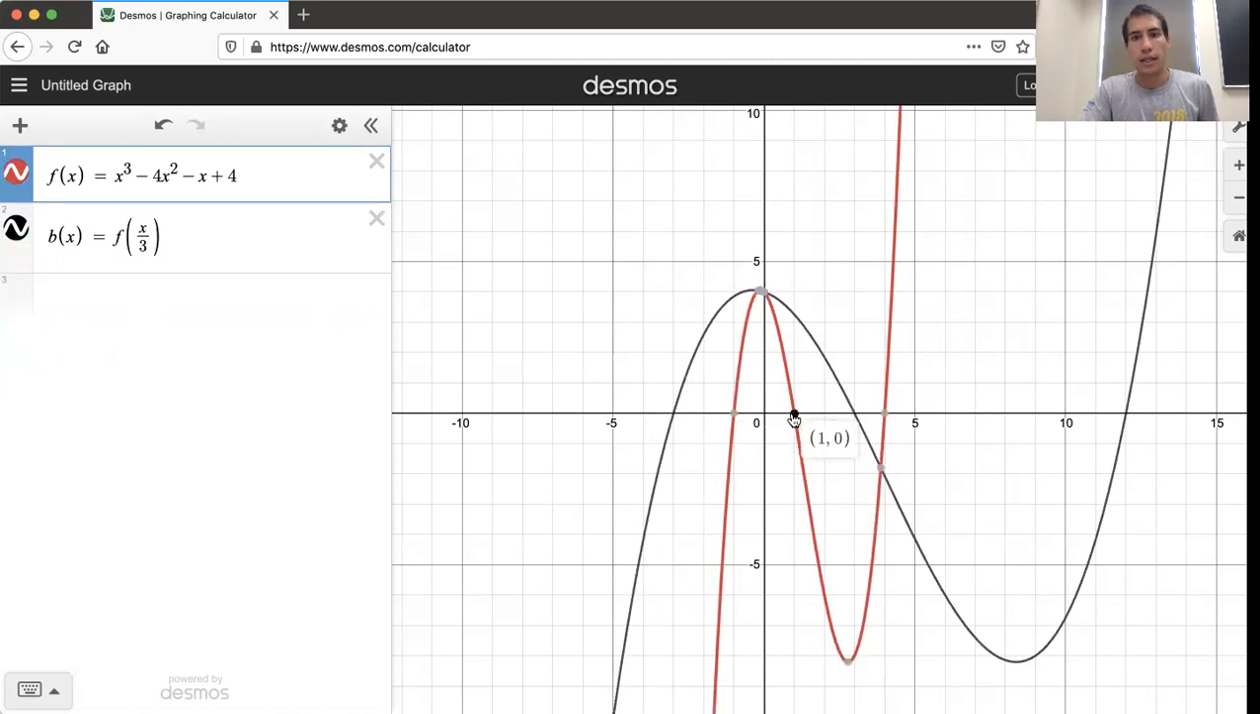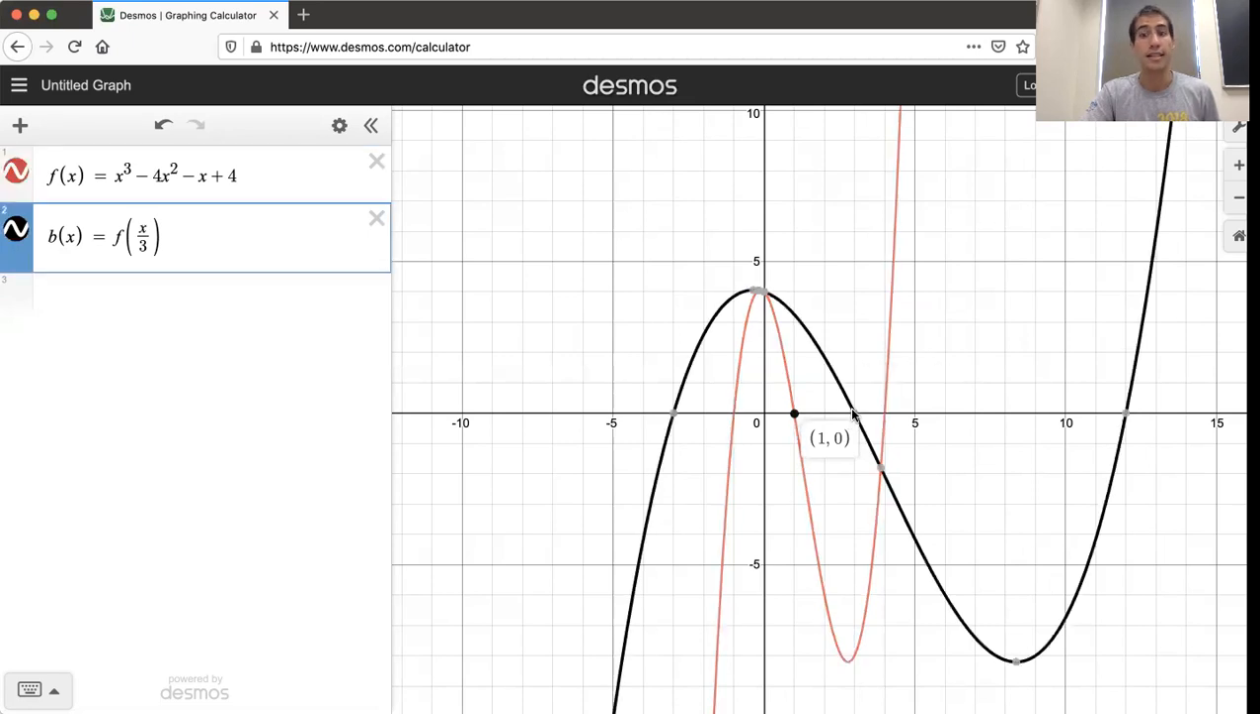So let's consider the point (1, 0) on the red graph. Where is the corresponding point going to be on the black graph? Well, it's going to be whatever x value I need to put in here to get f of 1, because f of 1 is equal to 0. So what x value do I need to put in to get f of 1? Well, b of 3 is f of 3 over 3, which is f of 1. And so the point (1, 0) on the red graph is going to correspond to the point x equals 3 on the black graph. So it's (3, 0) here.